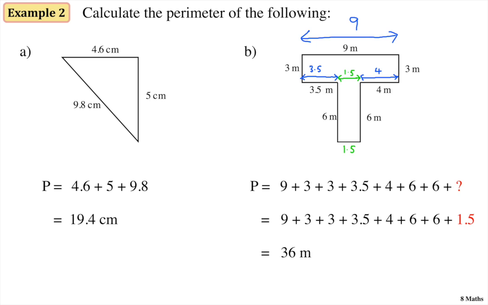Now, there are some little shortcut methods you could use for this one here, but we'll talk about those once you get confident with adding up all of the distances and figuring out missing side lengths, because that's an important skill to be able to learn how to find the missing side lengths.